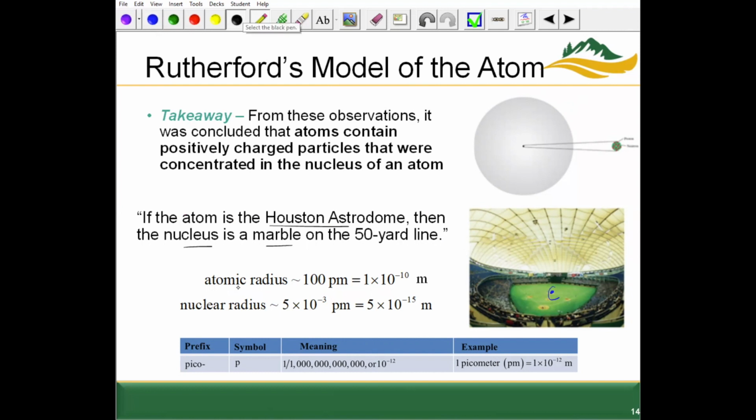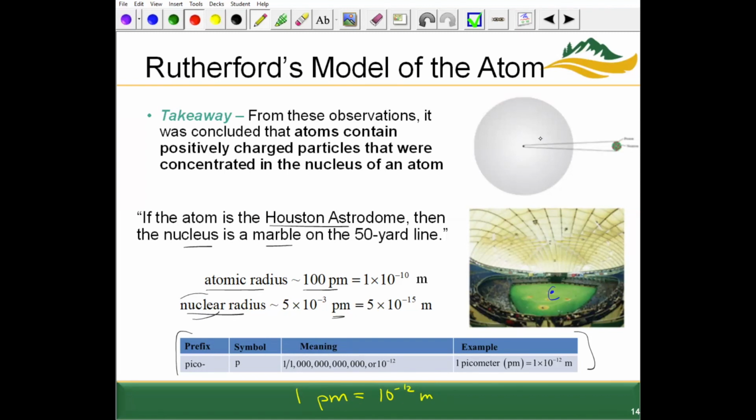This analogy is based on the fact that the atomic radius they found out to be about 100 picometers, whereas the radius of just the nucleus, called the nuclear radius, is only 5 times 10 to the negative third picometers. What's a picometer, you might ask? Well, you might recognize this from chapter 1, where if we use this table here that we're familiar with, 1 picometer is equal to 10 to the negative 12th meters. So it's a very, very small length.